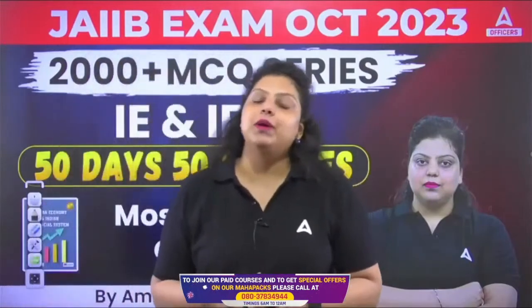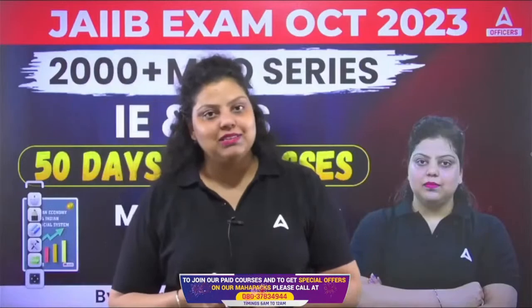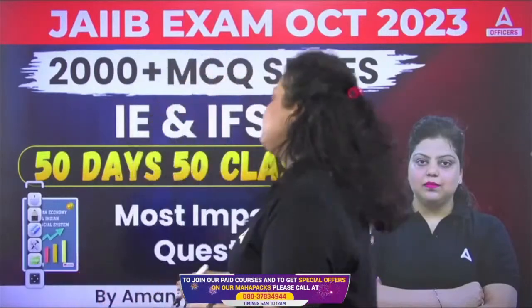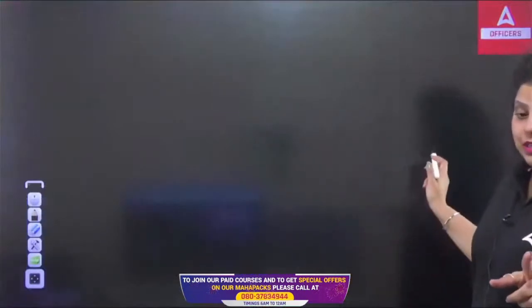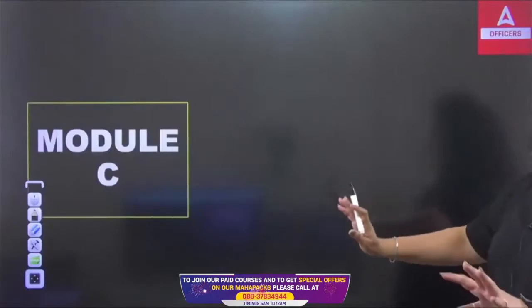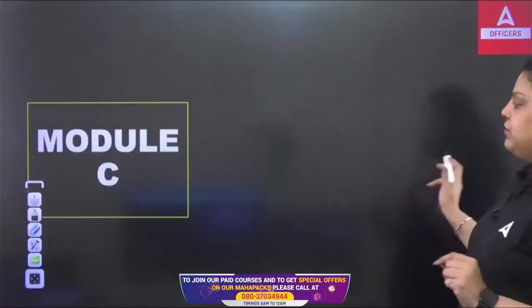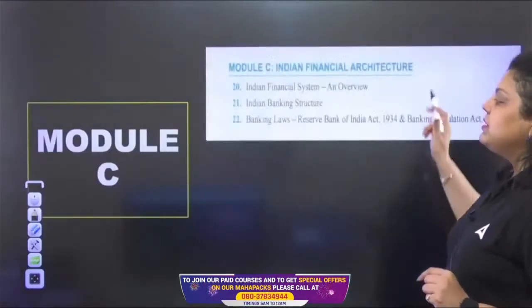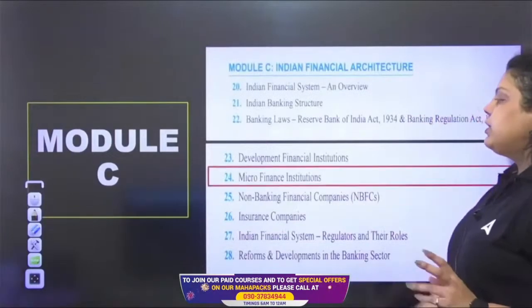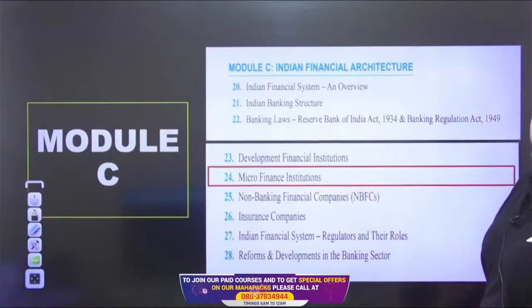Before that, I am your mentor Amanjot Kaur for Indian economy, Indian financial system, as well as for PPB, principles and practices of banking. As I've told you, there are a total of 45 units in this subject, and out of that, 19 units are in modules A and B, which we have completed. We have started module C, and in module C we have already covered the 23rd unit. Today we are going to cover the 24th unit, that is the microfinance institution.